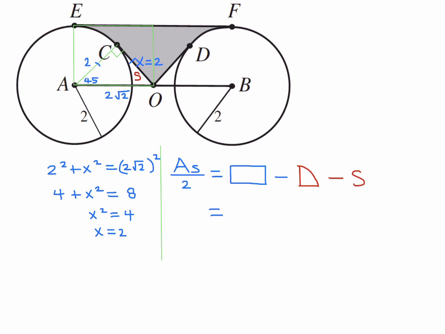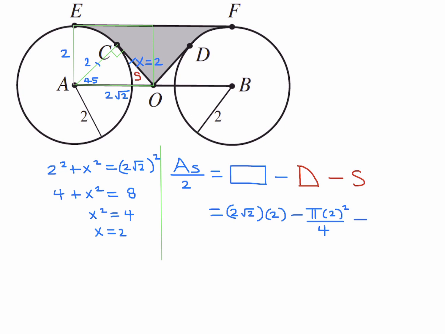The rectangle is pretty straightforward. It's length times width. The length is from here to here, which is 2 root 2. And the width is from here to here, which is just the radius of the circle, which is 2. So that takes care of the area of the rectangle. The area of the quarter circle is pi r squared all over 4, right? Because you're taking 1/4 of the circle. Now what is r? Well, the radius of the circle is 2.